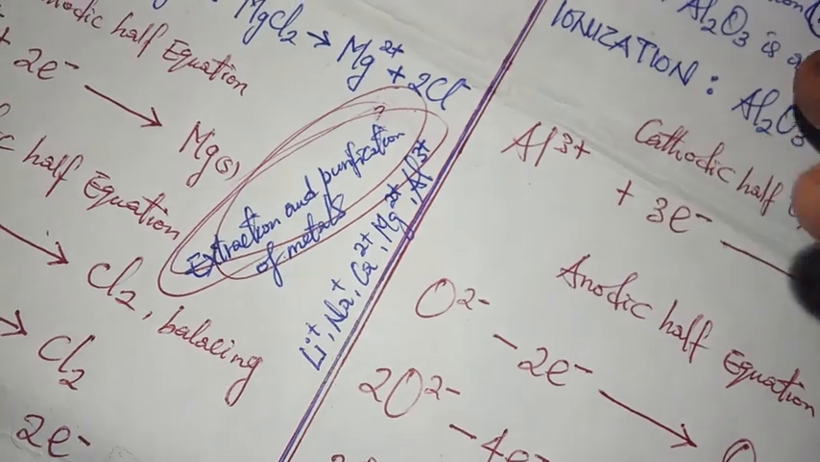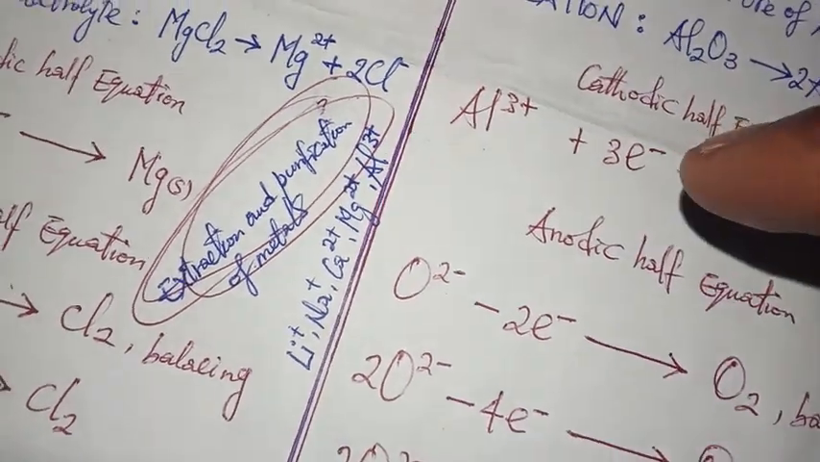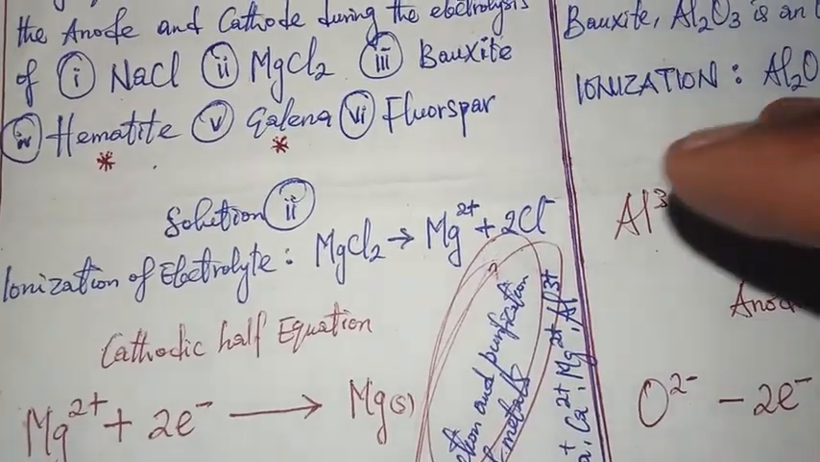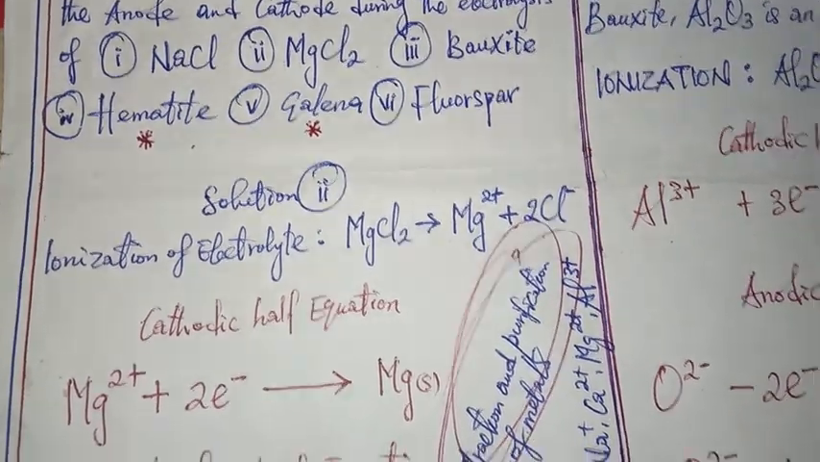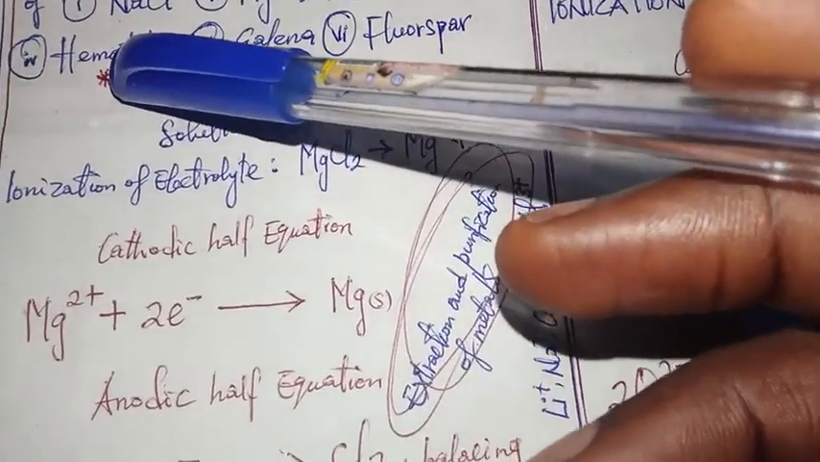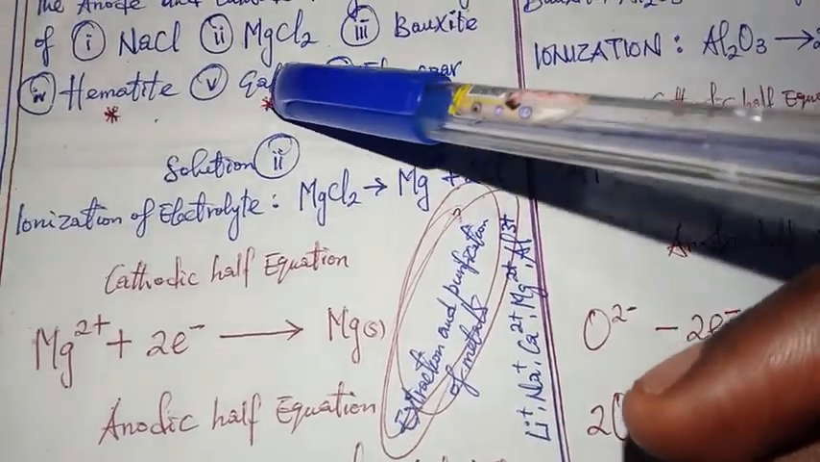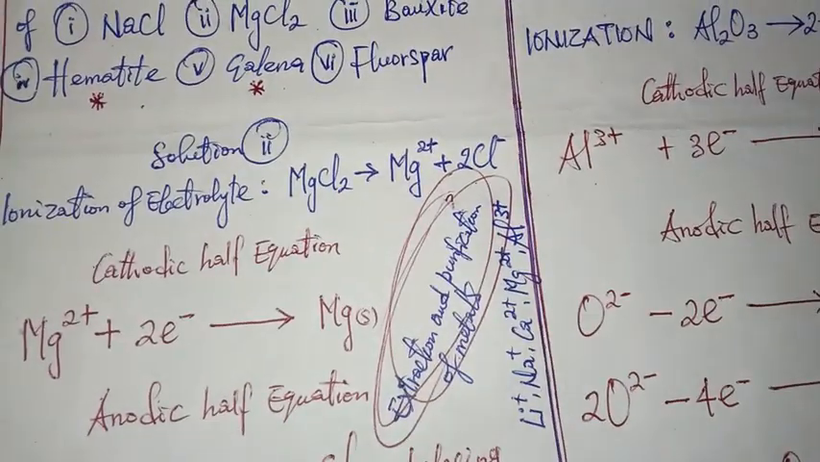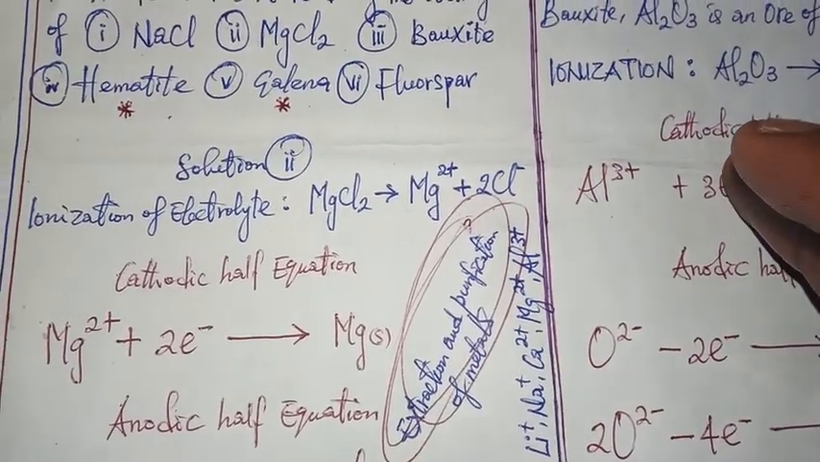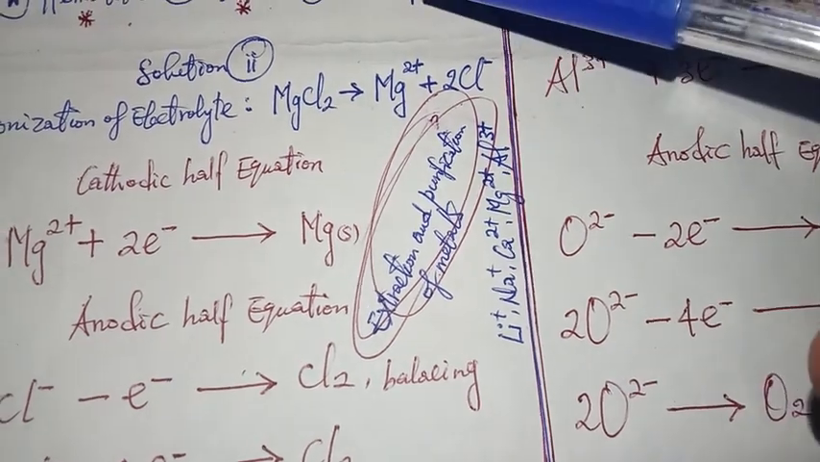Other metals that are less reactive than these 5 metals listed here are usually extracted by what we call chemical reduction process using carbon. Examples of metals that can be extracted by chemical reduction are iron, coming from hematite, and lead, coming from galena. So with that said, please note all these points are just enumerated because they do ask it both in JAMB and WAEC.